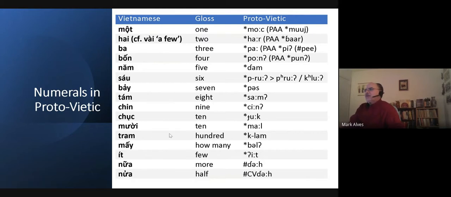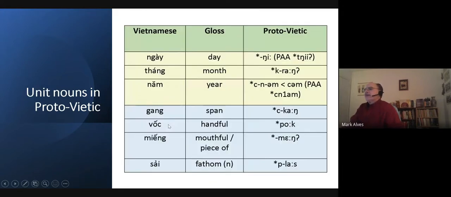Okay, so these are Vietic words. So we've got very good representation of these kinds of numbers and quantity words here. Okay. Words for measurements such as time or units of time. And in fact, look at this. Ngai and nam are both Proto-Austroasiatic words. So these are very deep history, day and year there.